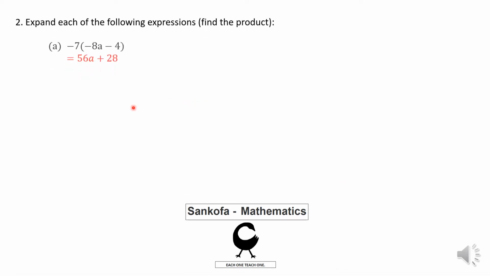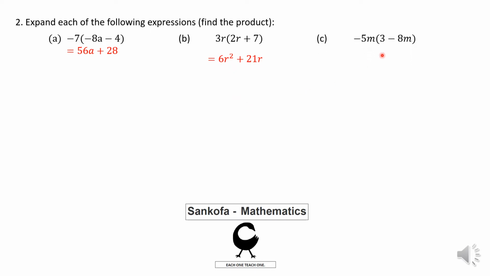So let's do some further. You're supposed to expand. Negative 7 times negative 8a is 56a, and negative 7 times negative 4 is 28. Here you must multiply over with the 3r, so that gives you 6r squared, r times r, remember, and 3r times 7 gives you 21r. You cannot add because this is r squared and that is r, and they are unlike terms. With this negative 5m, you multiply it over, you get negative 15m, and a negative times a negative gives you positive 40m squared. That's 5m times 8m.